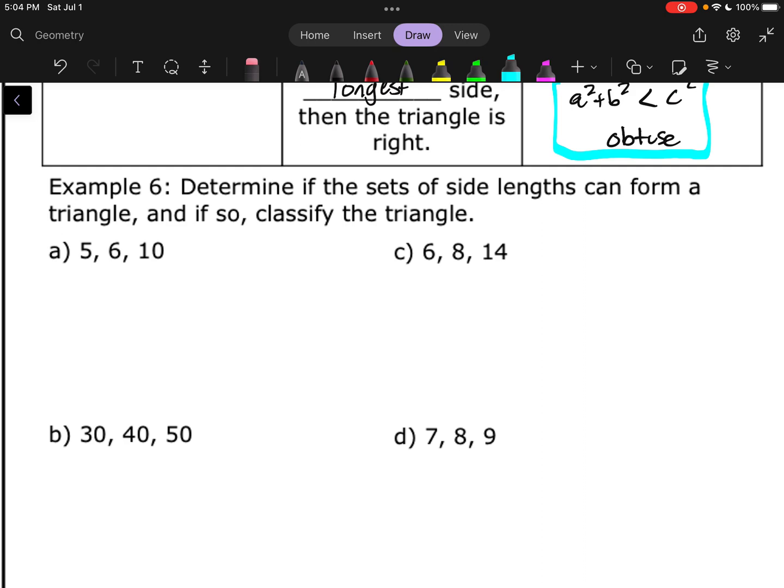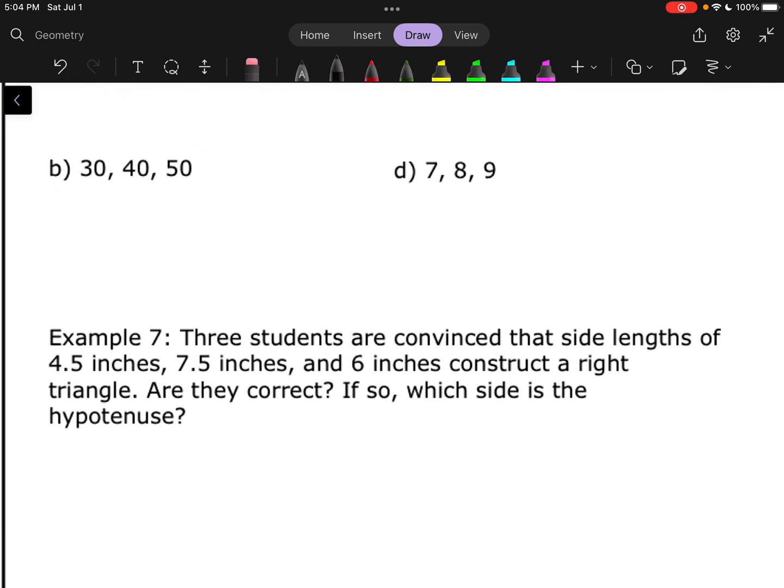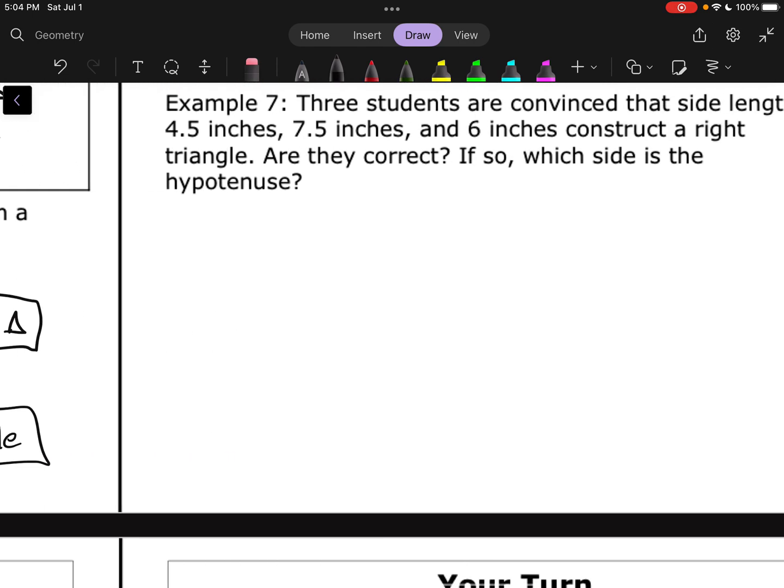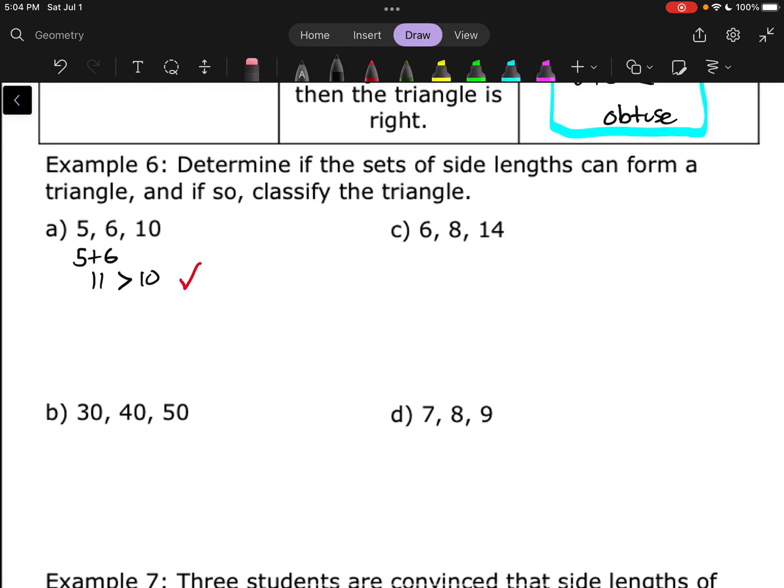So here's what we're looking at. First of all, let's go ahead and make sure that we can even make a triangle out of this. Let's use the triangle inequality theorem to make sure we can make a triangle. We've got to make sure that this thing is a triangle first. So 5 plus 6 is 11, and 11 is greater than 10. So cool. That's what we did with the triangle inequality theorem down here. So now we know that that is a triangle.